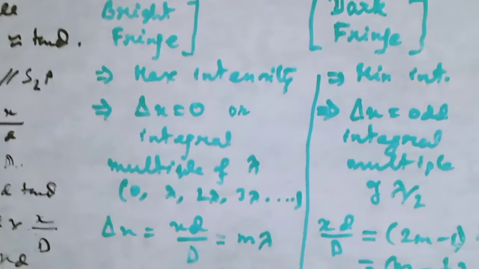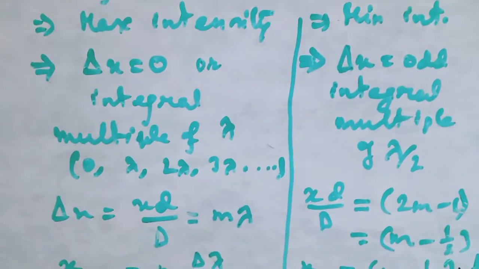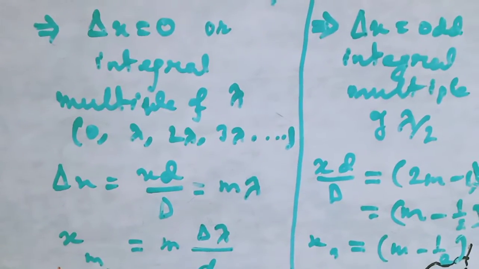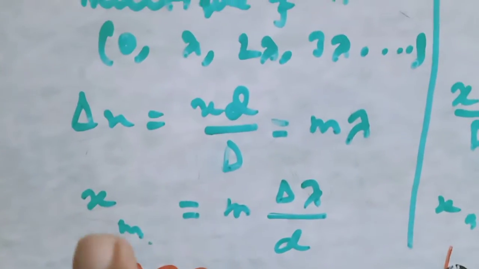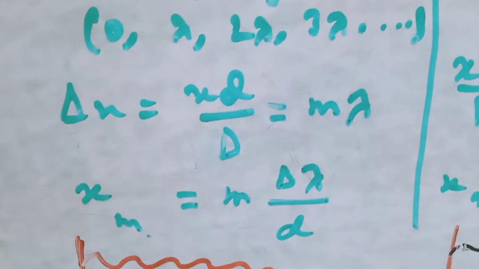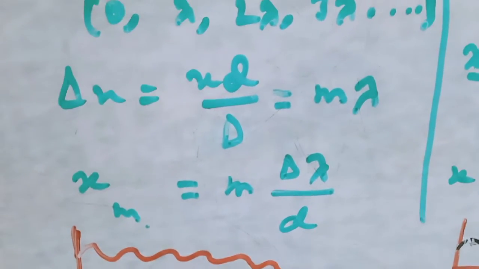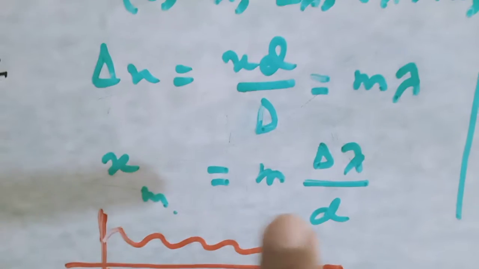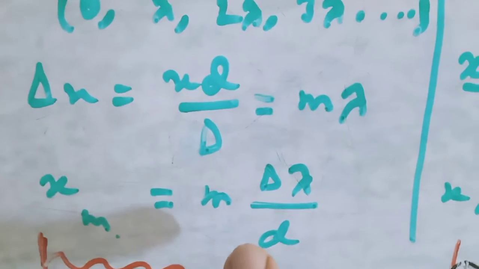Now again, for the bright fringe, del x is equal to 0. For the second bright fringe, how can we calculate it? It will be equal to m, for the second bright put here 2, into D lambda by d. That will be the position of the second bright fringe. Now I have told you about this plus minus. So if we place a plus minus 2, it will give you plus 2 D lambda by d and minus 2 D lambda by d. See here in the graph.